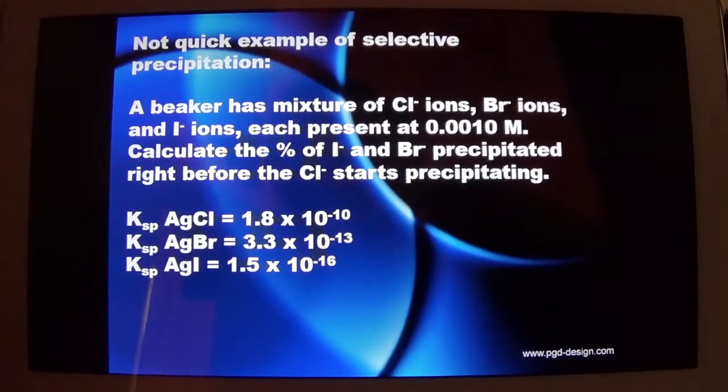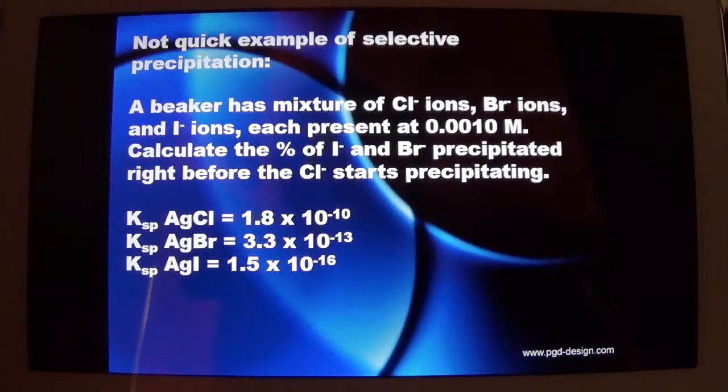Welcome back to our Chapter 10 notes over solubility product equilibrium, KSP. This will be our final video. We are finishing off our notes with this question, and you'll notice it at first looks just like the one we just did. A beaker has a mixture of these three ions. We're going to add some silver. We're going to precipitate the ions, but check out the change in the question.